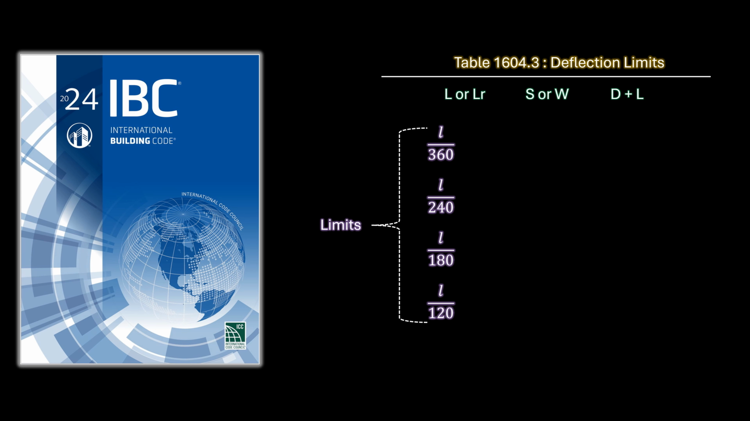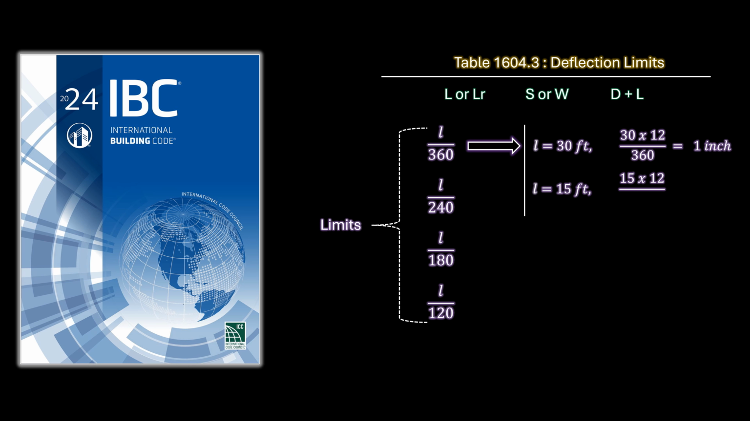These limits are expressed in terms of the span of the member because deflection limits are dependent on the span and are not absolute independent numbers. Therefore, if the deflection limit is L over 360, a 30-foot beam will have a deflection limit of 30 feet times 12 inches per foot divided by 360, which is 1 inch. For a beam with a span of 15 feet, the deflection limit will be 15 feet times 12 inches per foot divided by 360, which is 0.5 inches. Therefore, we can see that although the two beams have the same deflection limit in terms of the ratio of the span to 360, the actual deflection is different because the two spans are different.